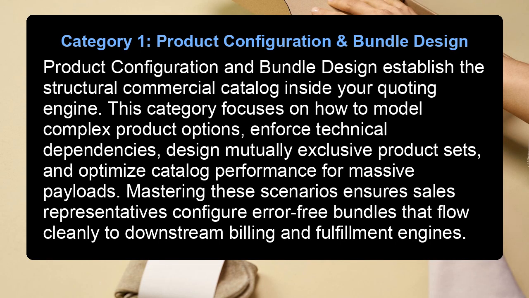Category 1, Product Configuration and Bundle Design. Product Configuration and Bundle Design establish the structural commercial catalog inside your quoting engine. This category focuses on how to model complex product options, enforce technical dependencies, design mutually exclusive product sets, and optimize catalog performance for massive payloads. Mastering these scenarios ensures sales representatives configure error-free bundles that flow cleanly to downstream billing and fulfillment engines.